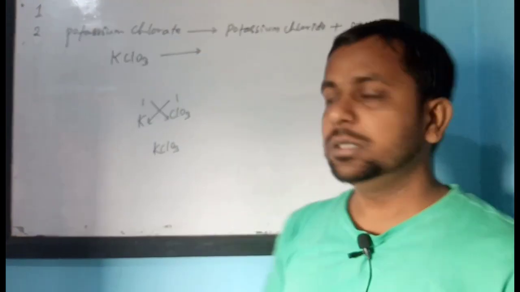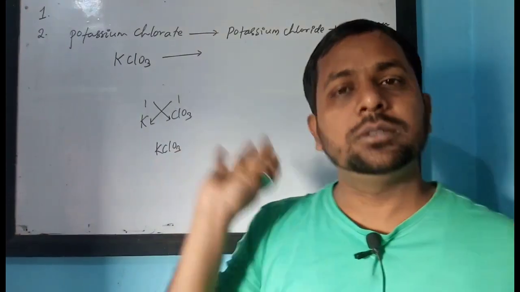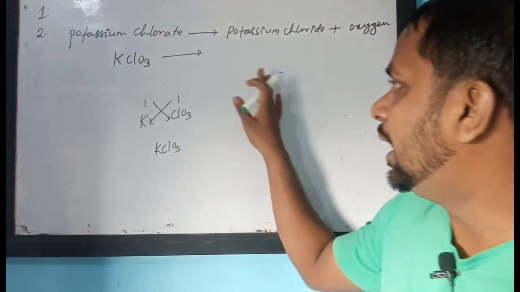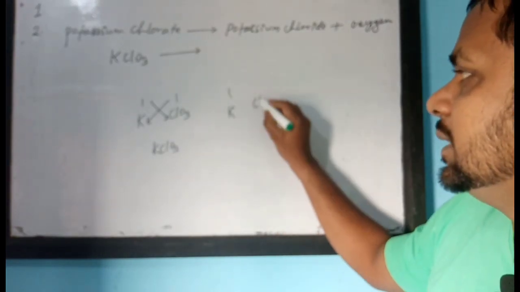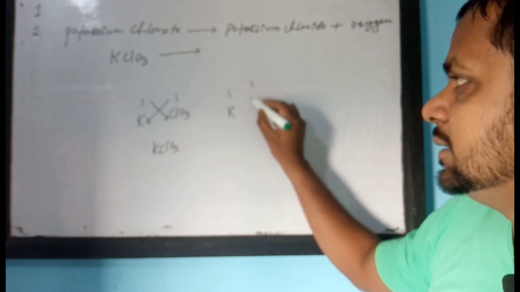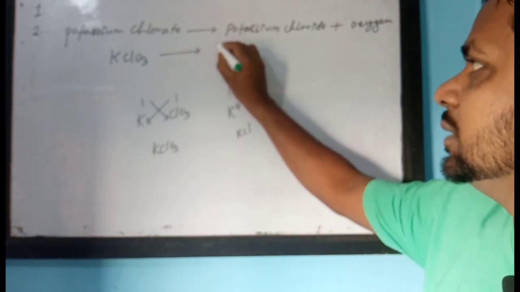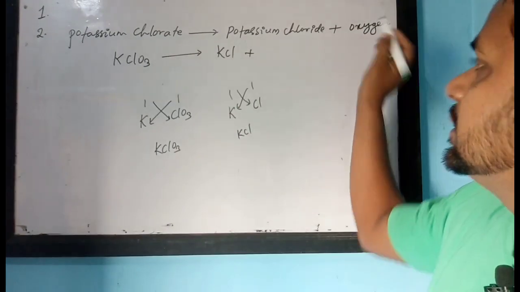Now this KClO3 is changing into potassium chloride. Suppose we do not know the formula for potassium chloride, then let us do the crisscross. Potassium symbol is K, valency 1, chloride symbol is Cl, valency 1, crisscross, it became KCl. So right here KCl. Now here is oxygen.